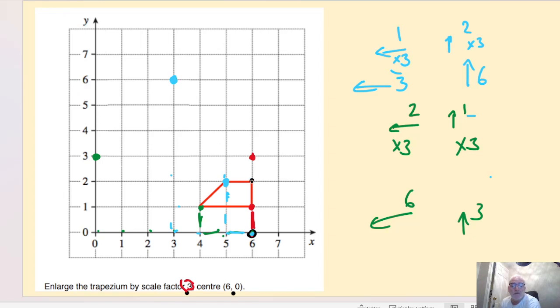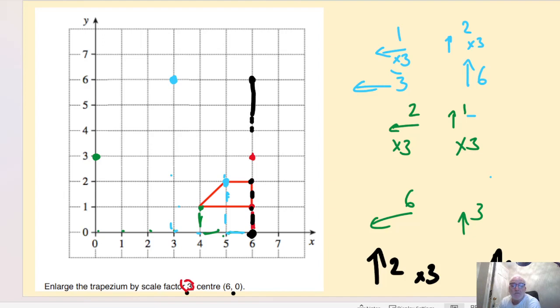Okay, I've got this point here is going to be the top point there. Let's just check what we've done with that. We've got 1, 2 squares, times it by 3. There's no movement left or right. We've just gone up by 2, times that by 3. That's going to mean I'm going to go up by 6. So from my centre of enlargement, 1, 2, 3, 4, 5, 6.